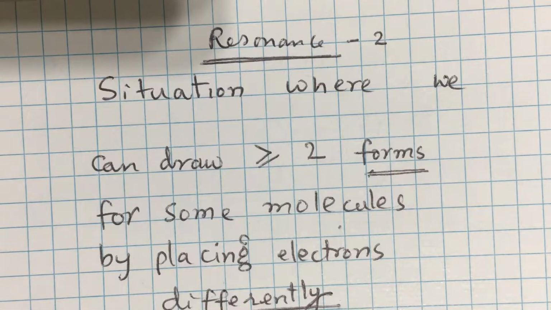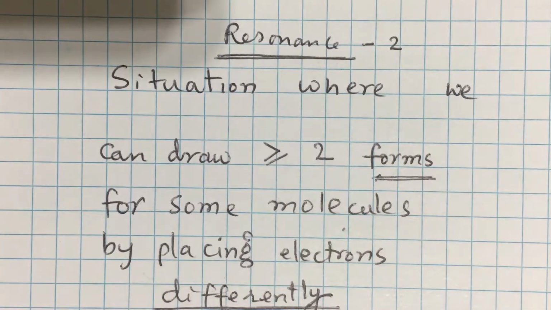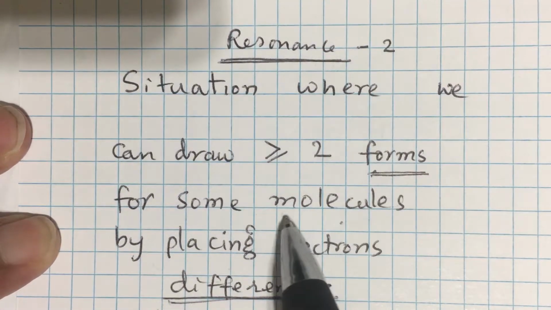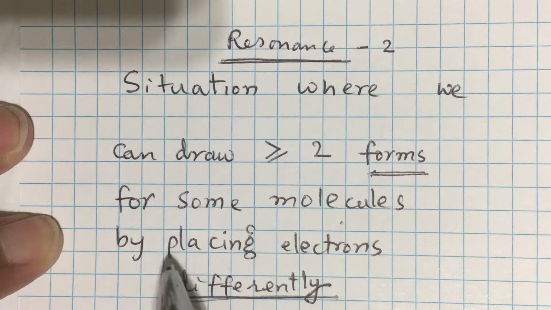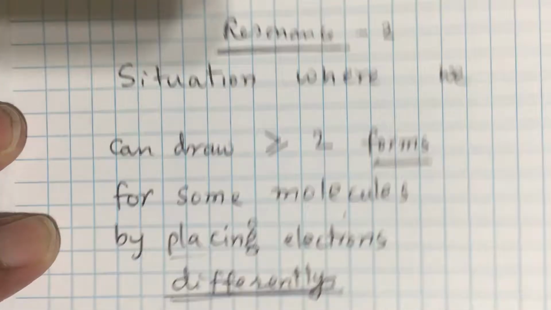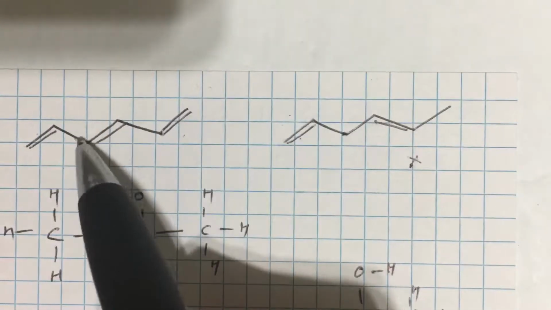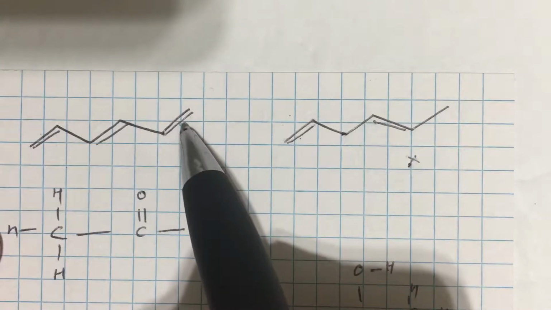We will see what resonance is once again, the conditions. We agreed upon that resonance is a situation wherein we can draw more than two resonance forms or canonical forms for some molecules by placing electrons differently. But these molecules must be conjugated systems like this. It should have a double bond, single bond, double bond, single bond, double bond.